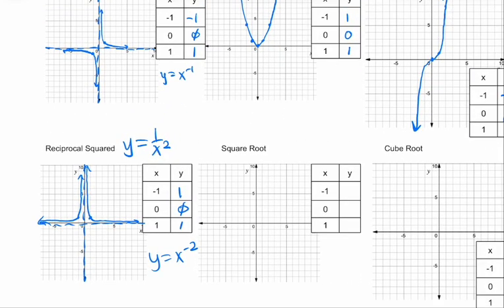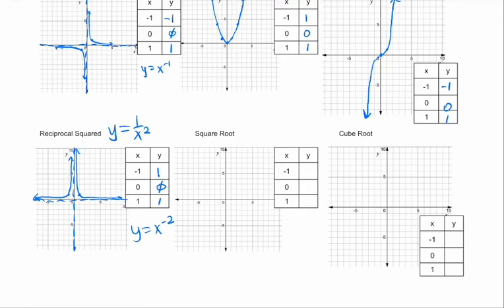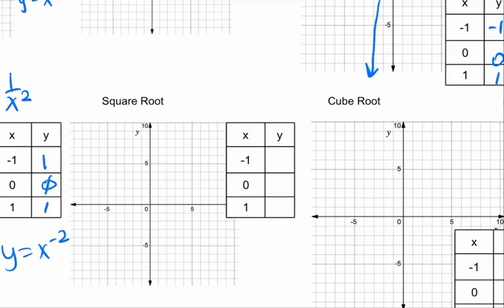So that is the difference between a reciprocal and a reciprocal squared. This one, that piece becomes a positive. When I square something that's negative, it becomes a positive. Okay. Last 2 that you have to have memorized is our square root and our cube root function.